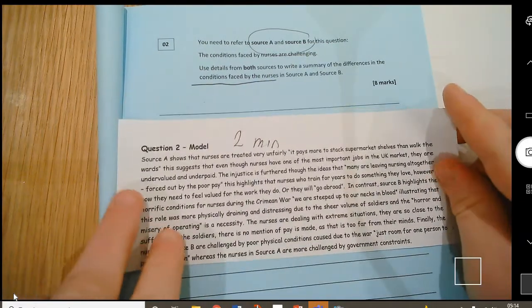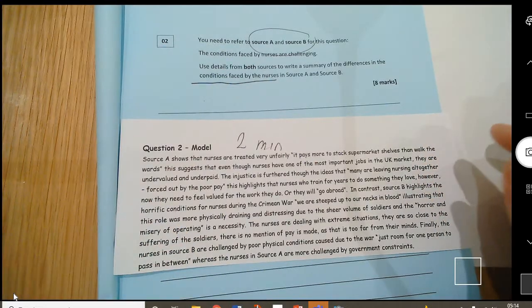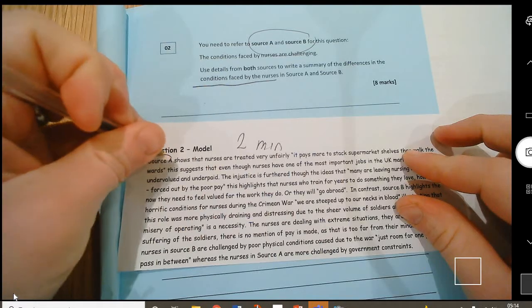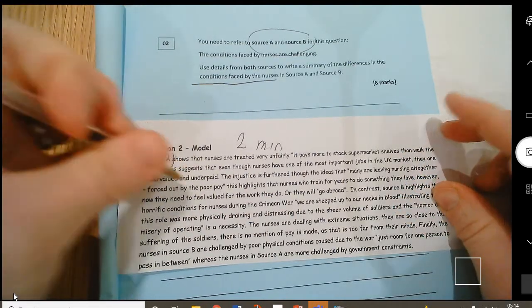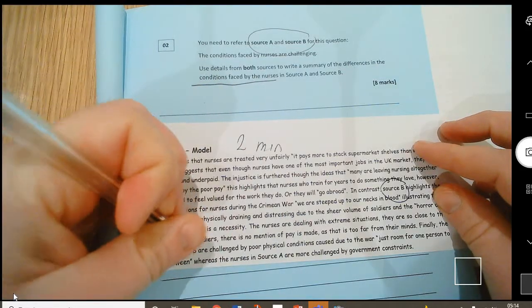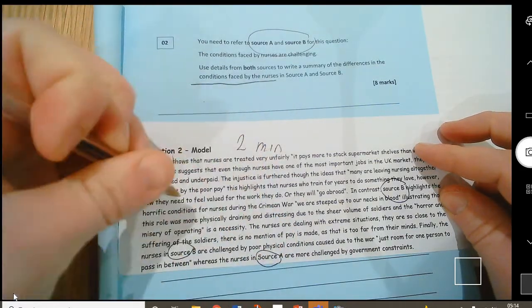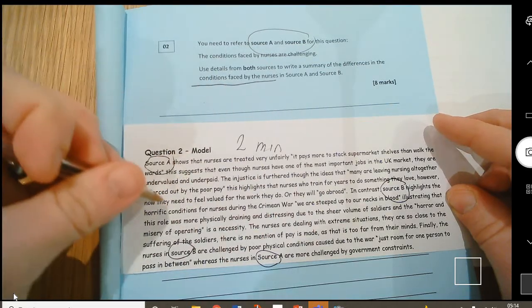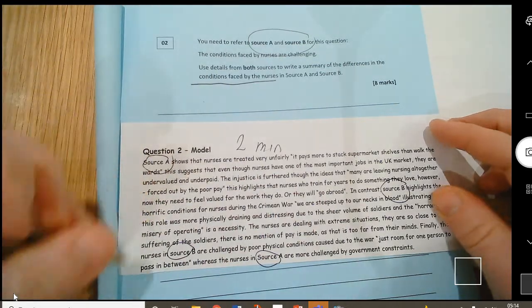the model paragraph we've given you. So just take 2 minutes to have a look at this, and you can see here source A is referenced, then source B, source B again, source A. So what you've got is this really important continual balancing between the 2 sources. Just take 2 minutes to read over that.